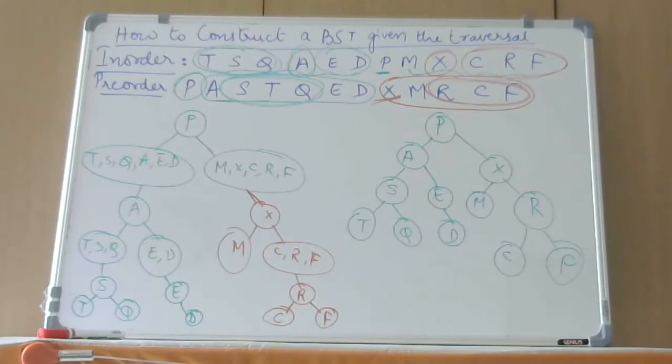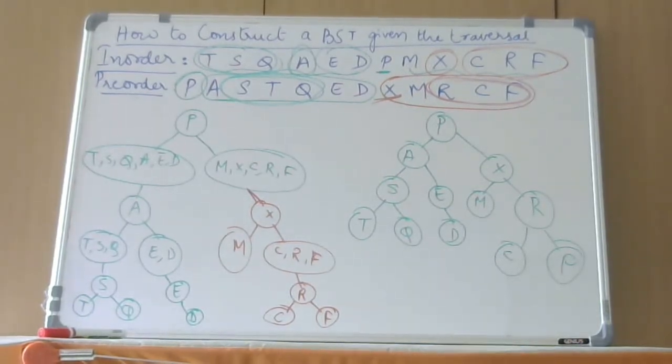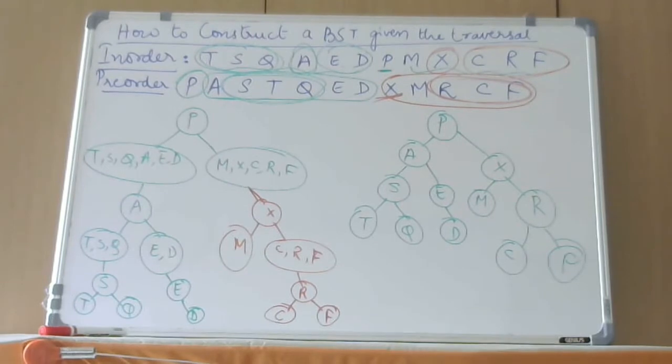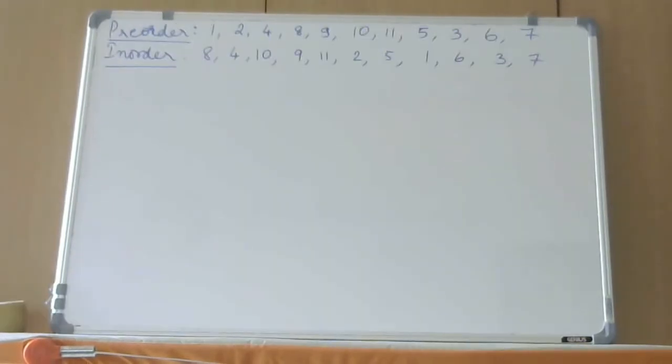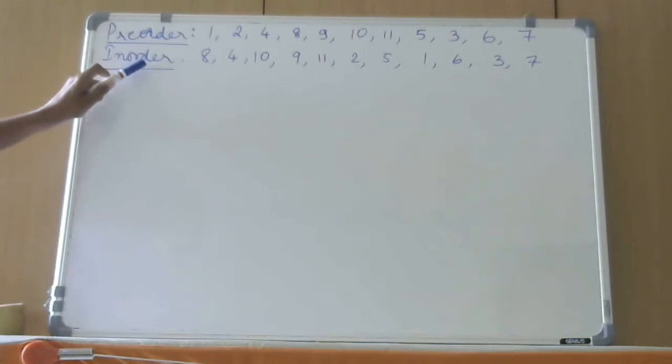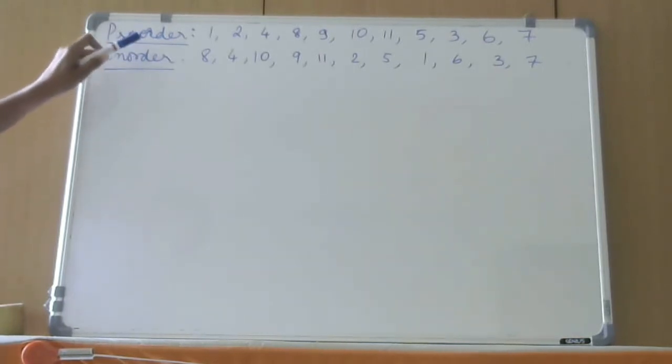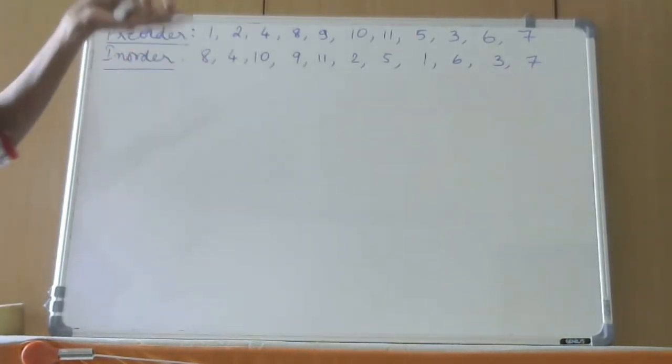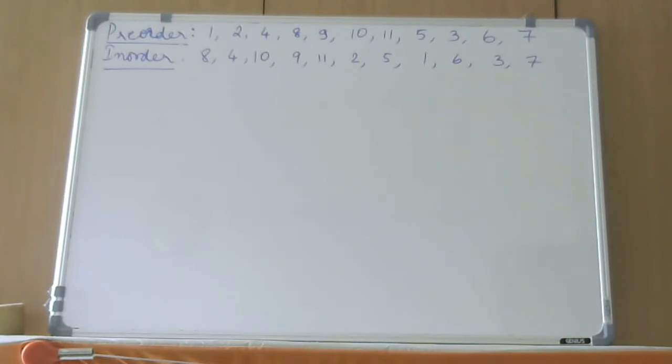We will take one more example. We are given the preorder, we are given the inorder. Inorder compulsorily is required. Apart from inorder, you should have either preorder or postorder. Two of them should be given, otherwise you cannot construct a tree. Okay, so now let us see.